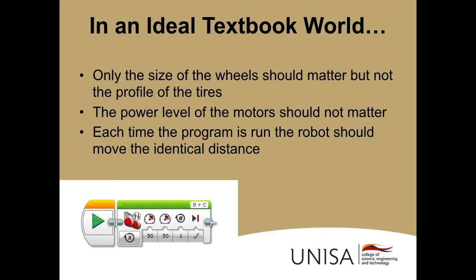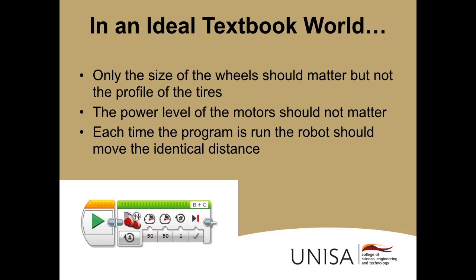However, since different tires have different traction, it actually will influence the result, and so will the surface on which the robot operates, because the robot might slip more or less depending on the tires and the surface. Also, the power level of the motors shouldn't matter. In order to determine the distance with 1 rotation, it should go the same distance every time.